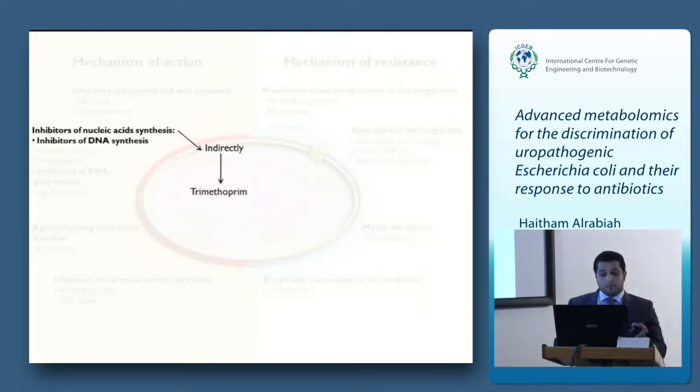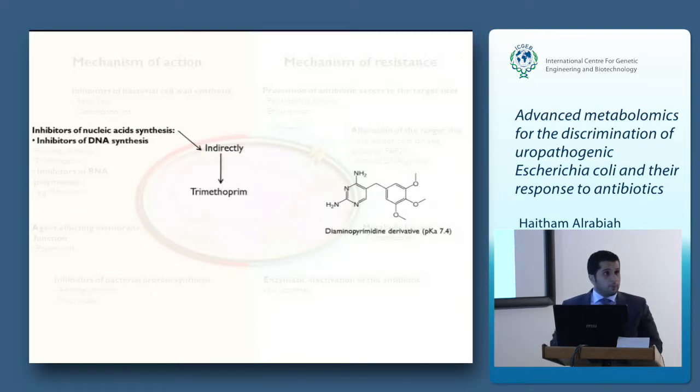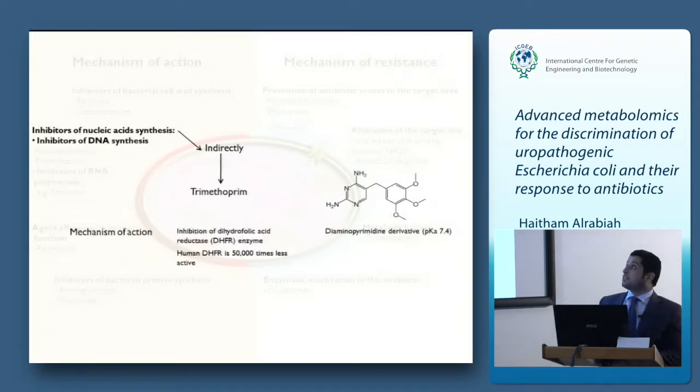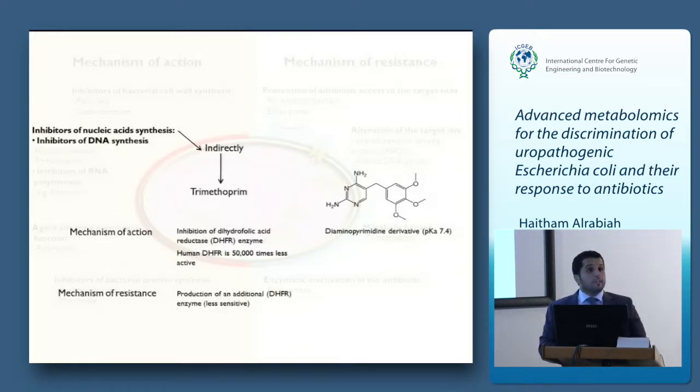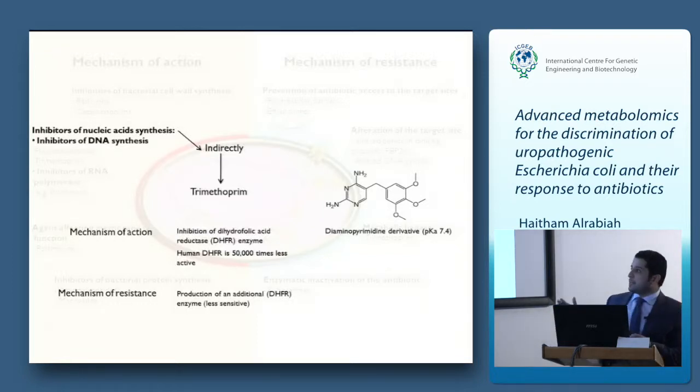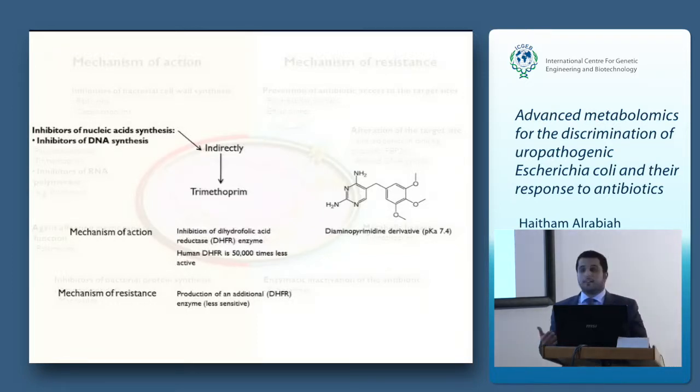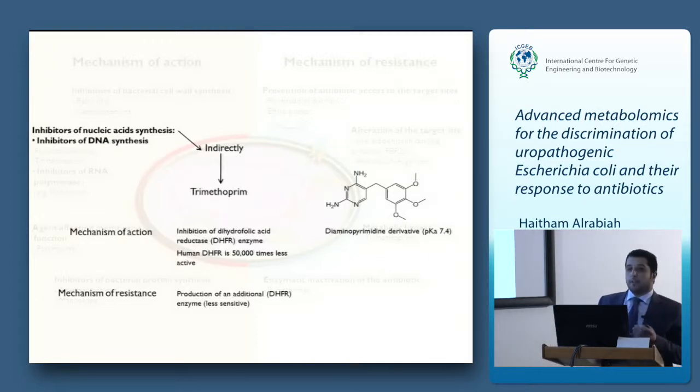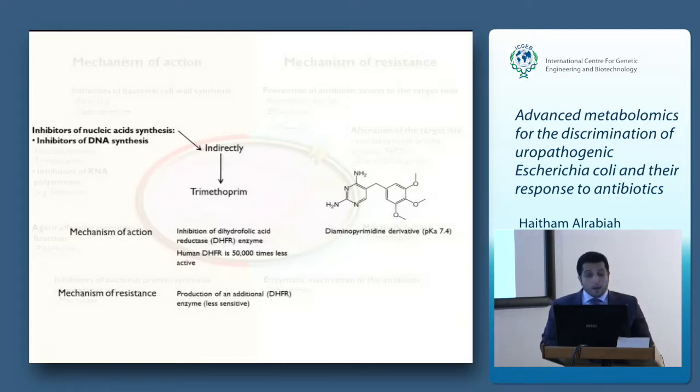Now, trimethoprim, for example, is a basic drug with a pKa of 7.4. It inhibits the dihydrofolate reductase enzyme with high selectivity. The main mechanism of resistance for this drug is what they call metabolic bypass, by producing an additional enzyme that is less sensitive to the drug. Trimethoprim is mainly used for urinary tract infection, which is one of the most common infections in humans, mainly in females. Most of the drug is excreted unchanged in urine, which has a pH roughly, for a healthy person, of 4.6 to 7.5.